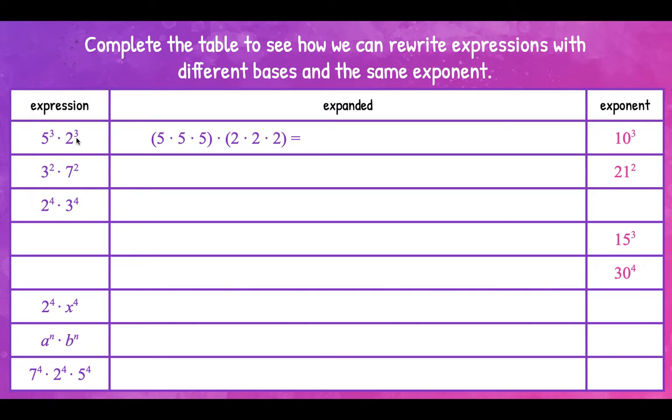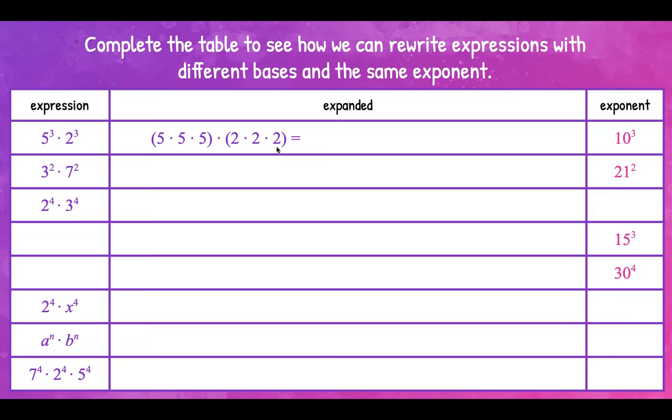So let's do a few of these together, and then you can pause the video and we'll go over the answers shortly. Take the expression 5 to the third times 2 to the third. In expanded form, 5 to the third means 5 times itself 3 times, so 3 factors of 5: 5 times 5 times 5. And 2 to the third means we multiply 2 times itself 3 times, so 3 factors of 2.